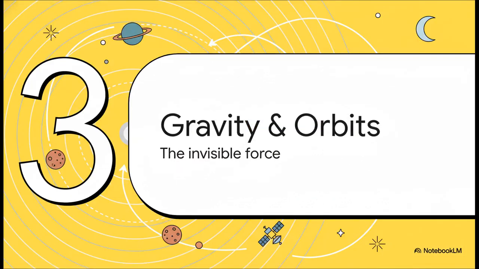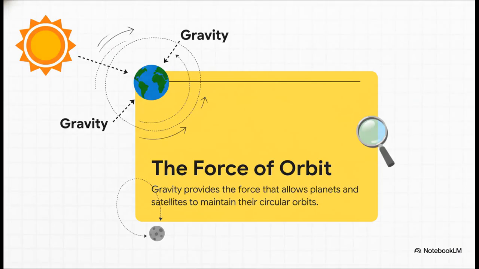Okay, final section before our checklist. We've talked about stars, but what keeps planets and moons and all that from just flying off into deep space? Once again, it all comes down to our old friend, gravity. So here's the absolute fundamental principle you have to remember. The force that keeps everything in orbit is gravity. It's that constant pull between the Earth and the Sun, for example, that provides the perfect force to keep us moving in a stable circular path.